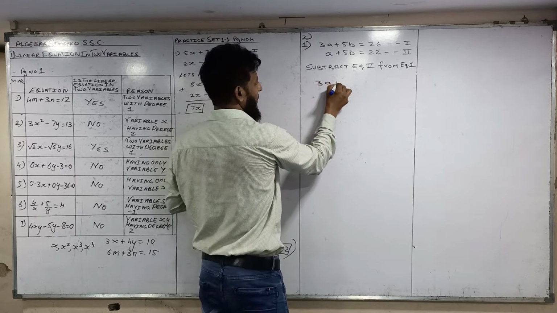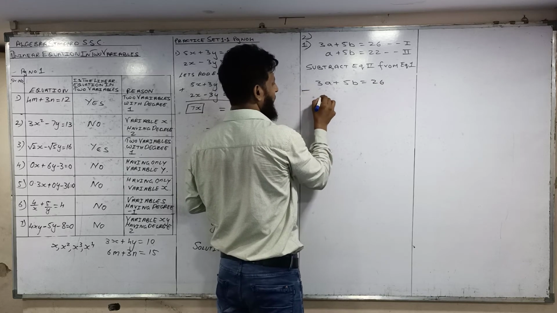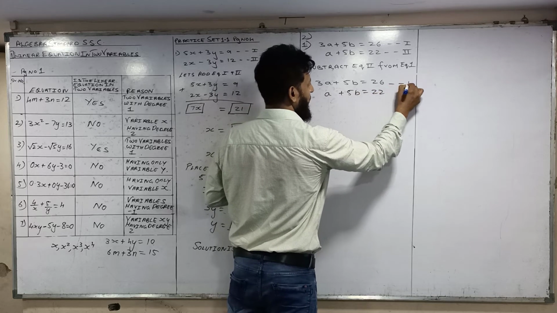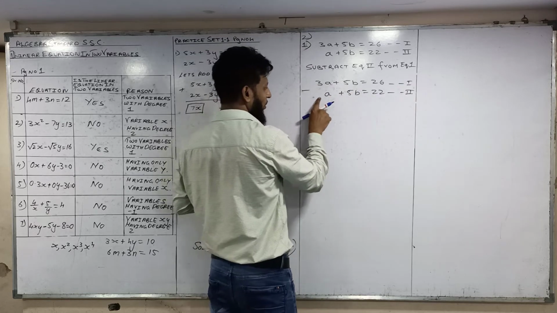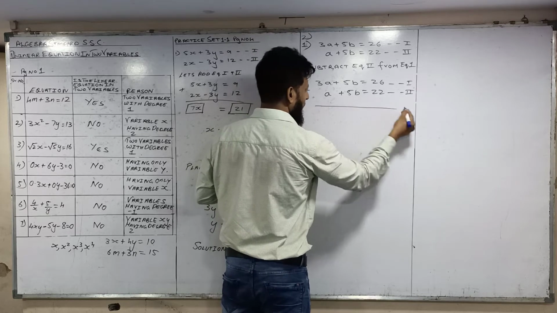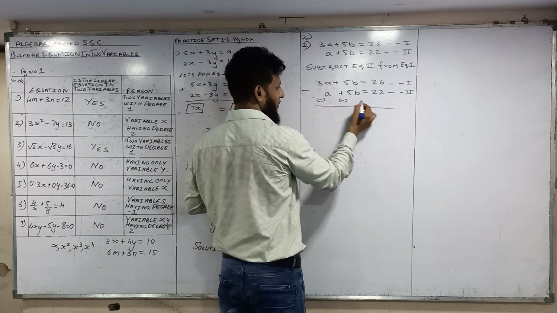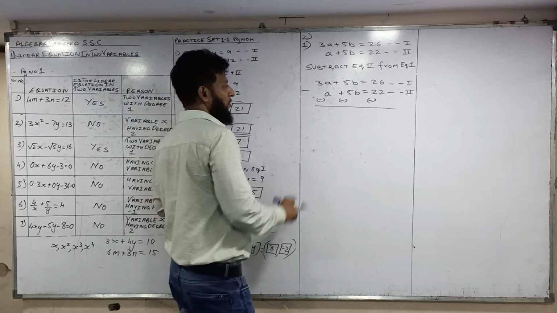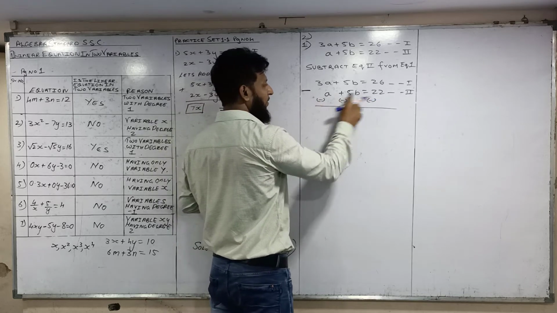Now 3a plus 5b is equal to 26. Write the subtract sign in the middle. We are subtracting a plus 5b equals 22. This is equation 1 and this is equation 2. We are subtracting 2 from 1. So we have to change the sign of all the variables and numbers. Plus a will become minus a, plus 5b will become minus 5b, plus 22 will become minus 22. So we put the subtract sign in the middle, and here we change the sign.